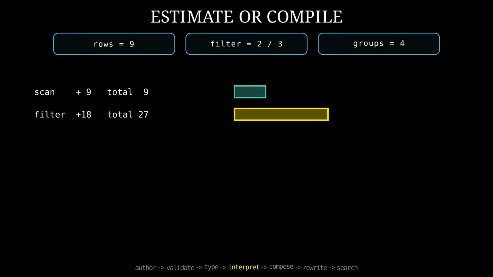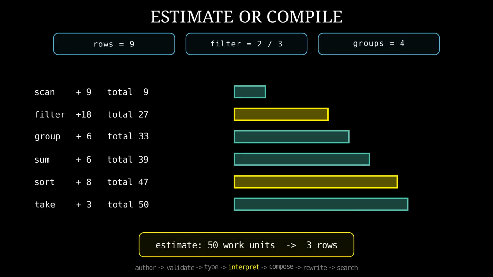An estimator combines the tree with facts about the source. Our tiny model is told there are 9 rows, that 2/3 survive the filter, and that 4 groups are expected. It charges 9 work units to scan, 18 to test the predicate, 6 each to group and sum, 8 to sort, and 3 to take. The result is 50 abstract work units and 3 output rows. This is a transparent prediction, not stopwatch time.